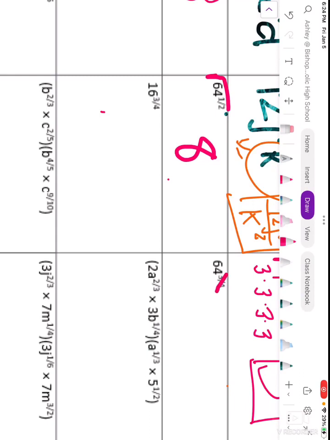This was supposed to say 64 to the 3 halves. So instead of having 1 half, we have 3 halves. Well, if 64 to the 1 half is 8, now instead of having 1 8, we have 3 of them. So it'll just be 8 times 8 times 8. 8 times 8 times 8 is 512.